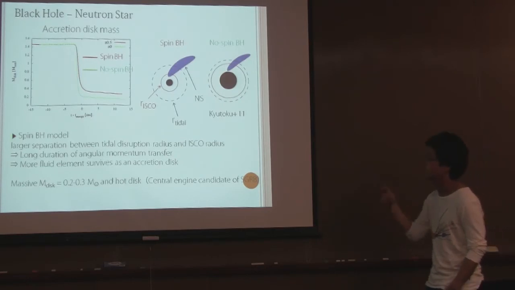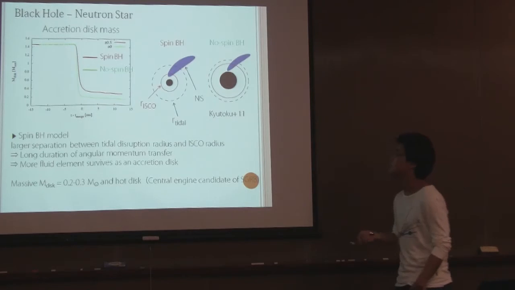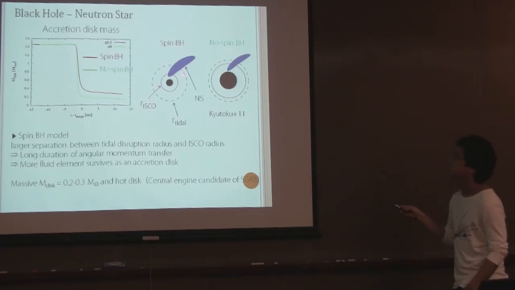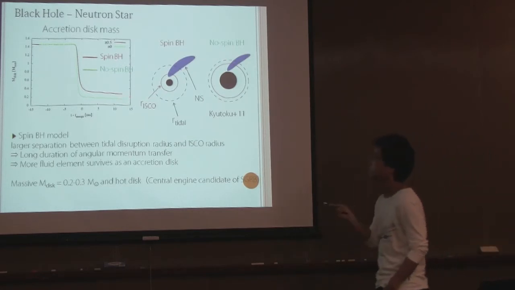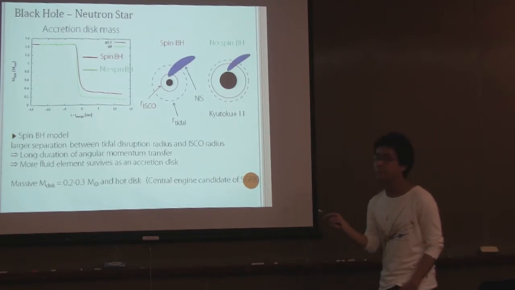chance to escape capture by the black hole. And this is why the spinning black hole model produces a massive disk. This is for prograde spin.